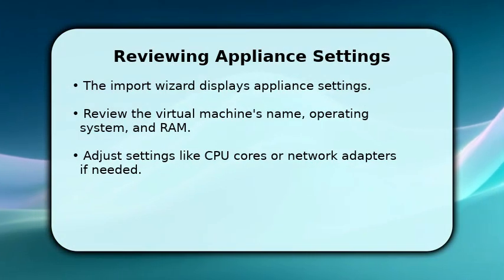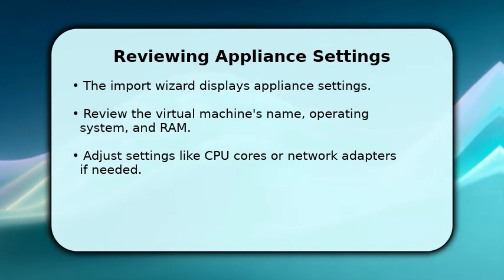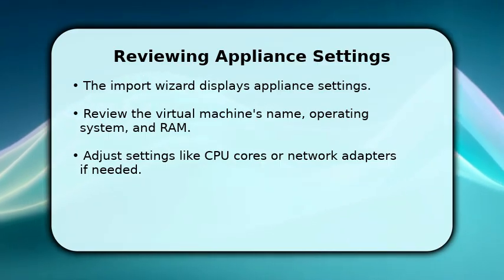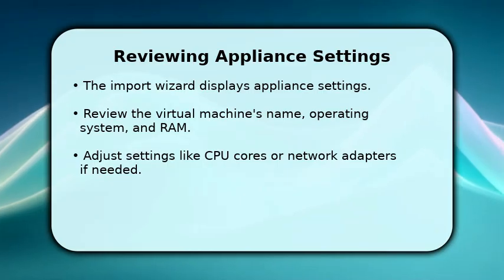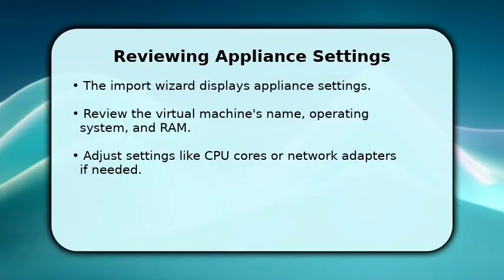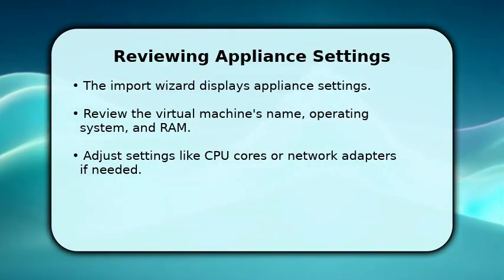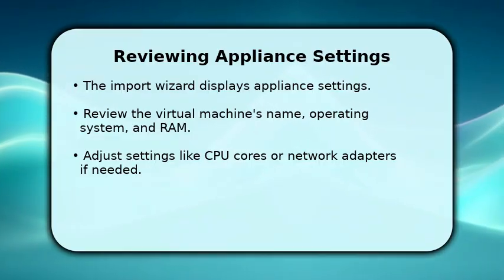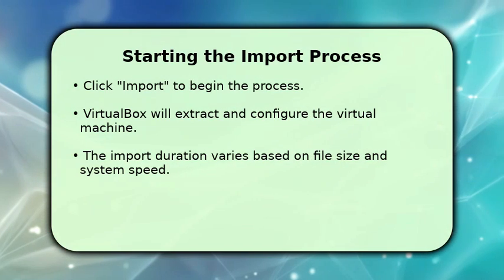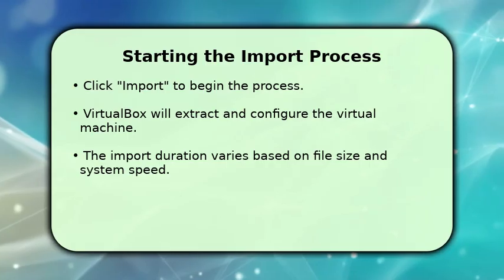After selecting your OVA file, the Import Appliance wizard will present you with a summary of the virtual machine settings. Take a moment to review these details, including the virtual machine's name, the operating system it uses, and the allocated amount of RAM. You can modify these settings, such as increasing the number of CPU cores or adjusting network adapter types, to better suit your host system's capabilities and your specific requirements. Once you are satisfied with the appliance settings, click the Import button to initiate the process.